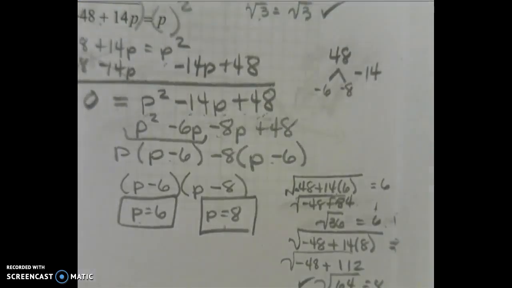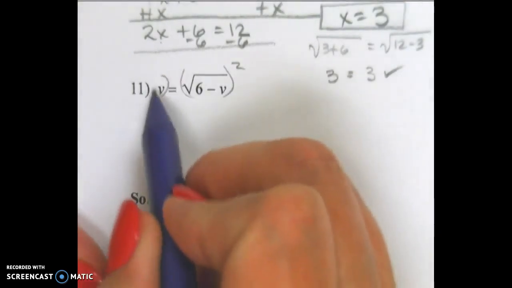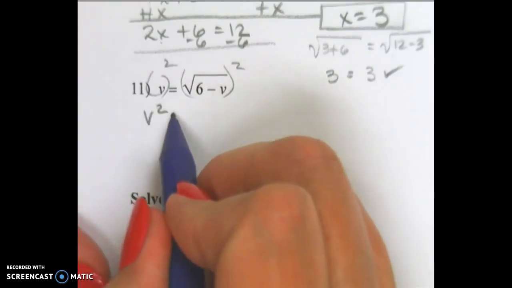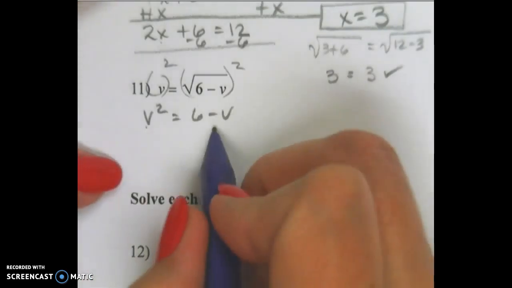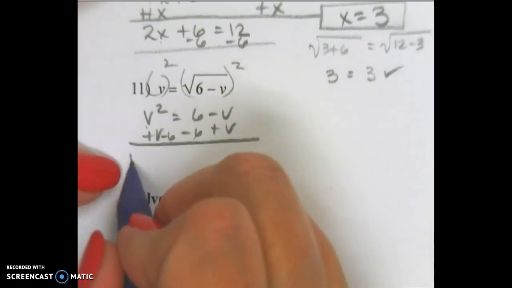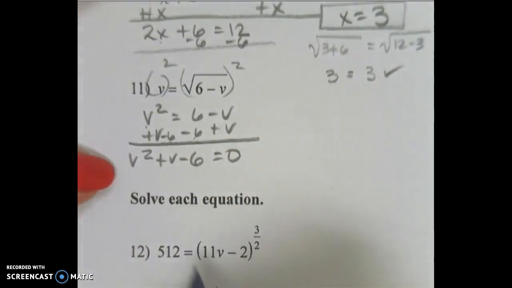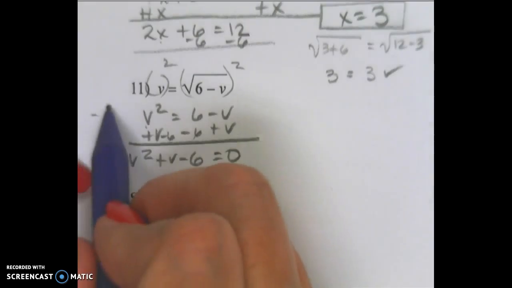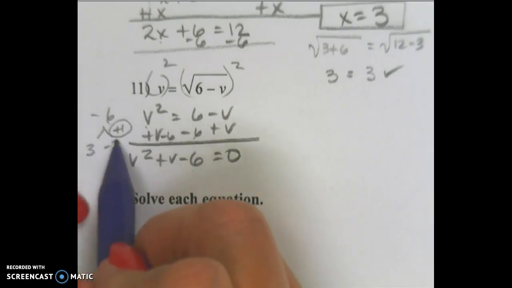Now, let's go to problem number 11. Oh, right there it is. Problem number 11. I have a square root, so I have to square both sides. So I get v squared is equal to 6 minus v. Because it's a quadratic, I need it to equal 0, so I'm going to add my v to both sides and subtract the 6. So I get v squared plus v minus 6 equals 0. And I've got to think, what multiplies to give me negative 6 and adds up to 1? Well, that's going to be a positive 3 and a negative 2.